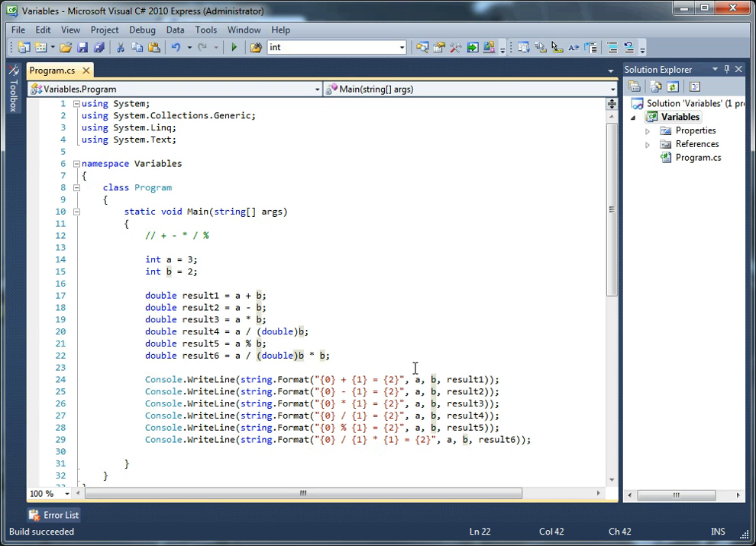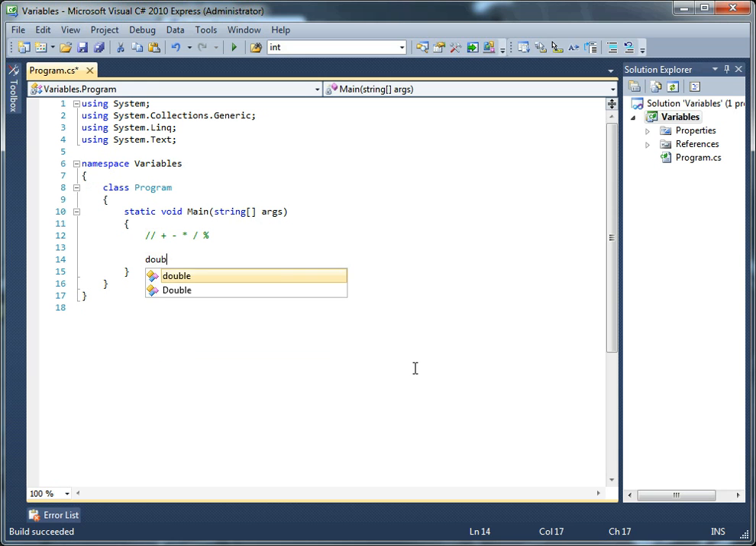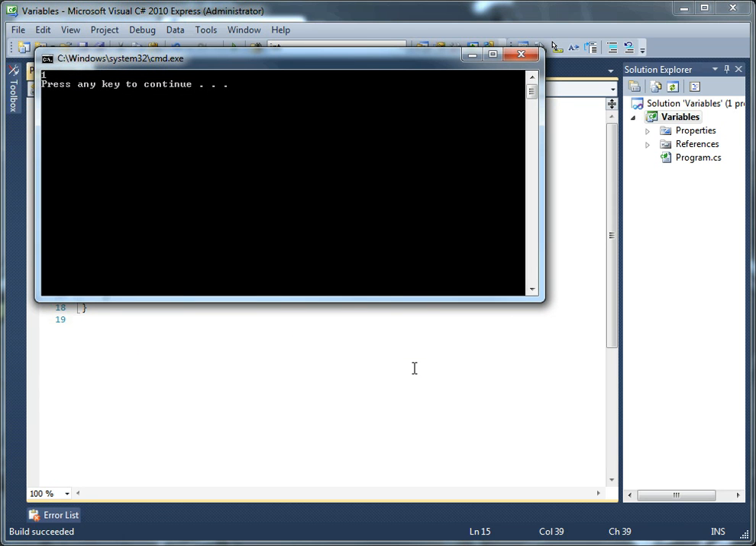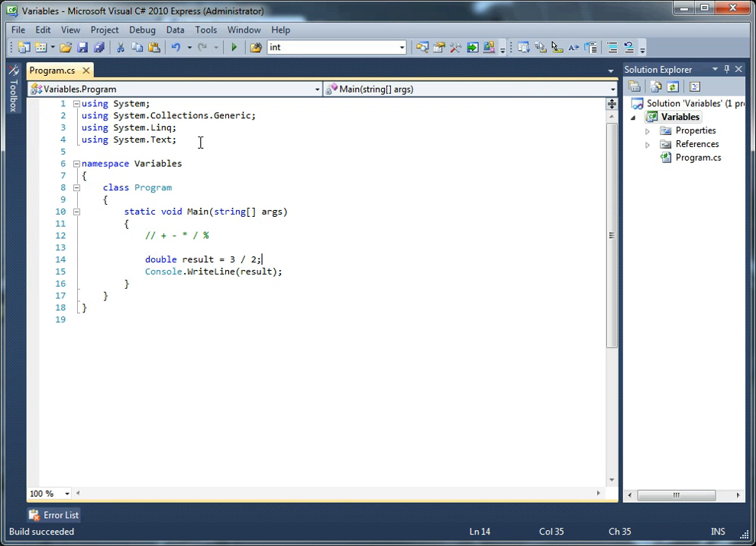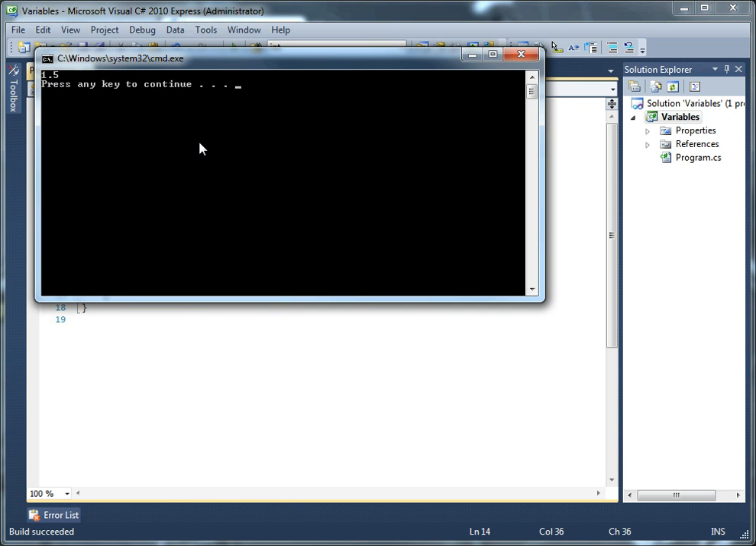Now that we've talked about how to work with these integers and doubles together in variables, let's take a look at if we're just using straight numbers. So I'm going to say double result equals our familiar 3 divided by 2. I'm just going to write out the result. And again, we're getting our 1. The reason again is because whole numbers without a decimal point are considered integers, so we do an integer operation here. So we can fix it one way by making one of them a decimal. If we run this again, we get the value that we expect.